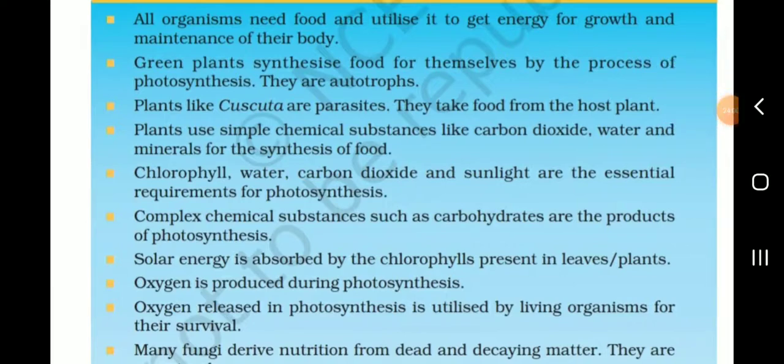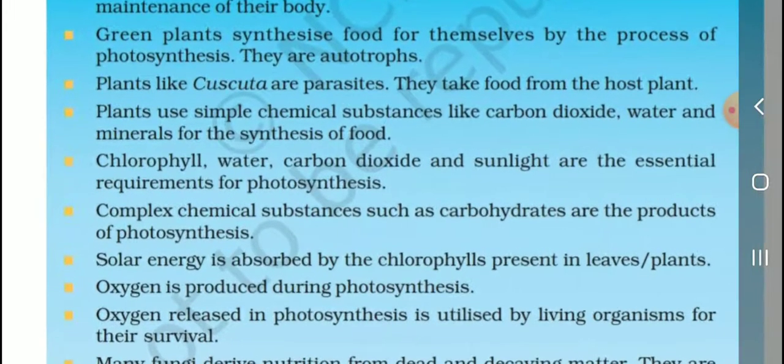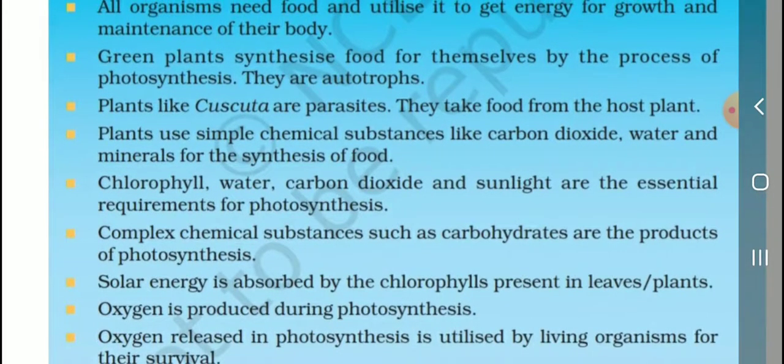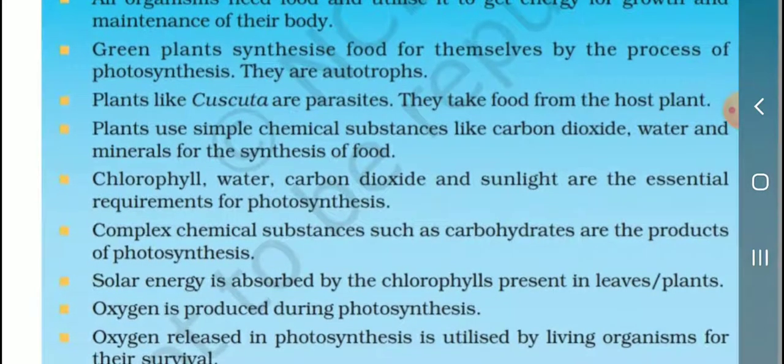All organisms need food to get energy for growth and maintenance of the body. Green plants synthesize food themselves by the process of photosynthesis. So green plants are autotrophs. Why is it called autotroph? Green plants prepare their own food, so they are called autotrophs. Plants like Cuscuta are parasitic plants. Which one is the parasitic plant? Cuscuta. Do you remember, students? They take food from the host plants.